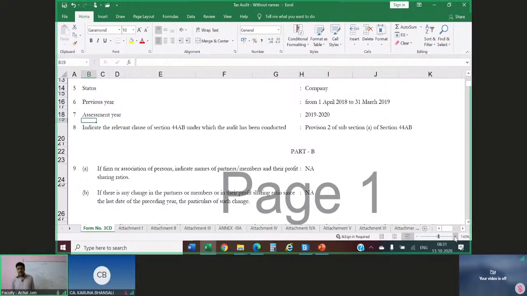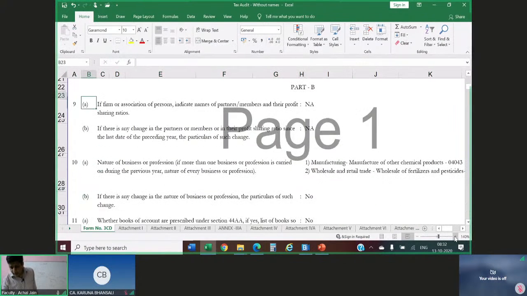Clause number 8 says indicate the relevant clause of section number 44AB under which audit has been conducted. If you remember, we talked about the applicability of the tax audit. You remember? It can be based on turnover, it can be based on professional income, or it can be based on presumptive taxation, etc. You remember all of those clauses we discussed? Now this 3CD will also require the entity to specify that because of which provision of that section tax audit has become applicable to it. And how will the auditor audit this? Auditor will verify whether the right clause, whether the right provision of that section has been picked up over here or not.